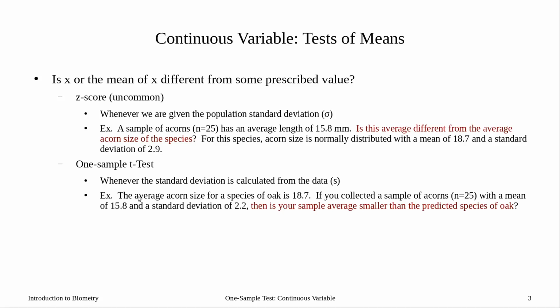Contrast that with the one sample t-test example. The average acorn size for a species of oak is 18.7. If you collected a sample of acorns with a mean of 15.8 and a standard deviation of 2.2, then is your sample average smaller than the predicted species of oak? Again, note here, I only give the population mean. I do not give the population standard deviation. Instead, I give your sample standard deviation. So here's our difference.